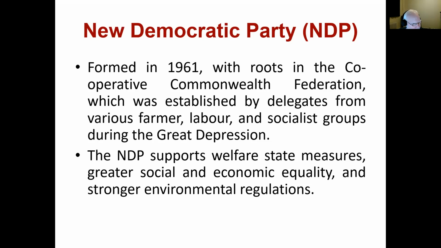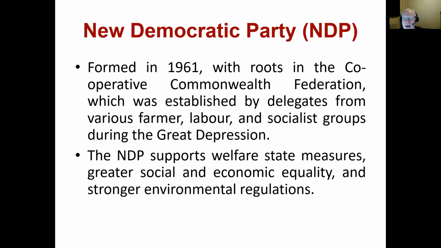The New Democratic Party, formed in 1961 with roots in the Cooperative Commonwealth Federation, which was established by delegates from various farmer, labor, and socialist groups during the Great Depression. So the roots here are more in socialist groups, but also labor and farmer groups who often overlap in viewpoint with socialist groups, in terms of a solid agenda of welfare state measures, greater social and economic equality, and stronger environmental regulations. So the NDP is really born out of a desire, it's the answer to the rise of socialism.